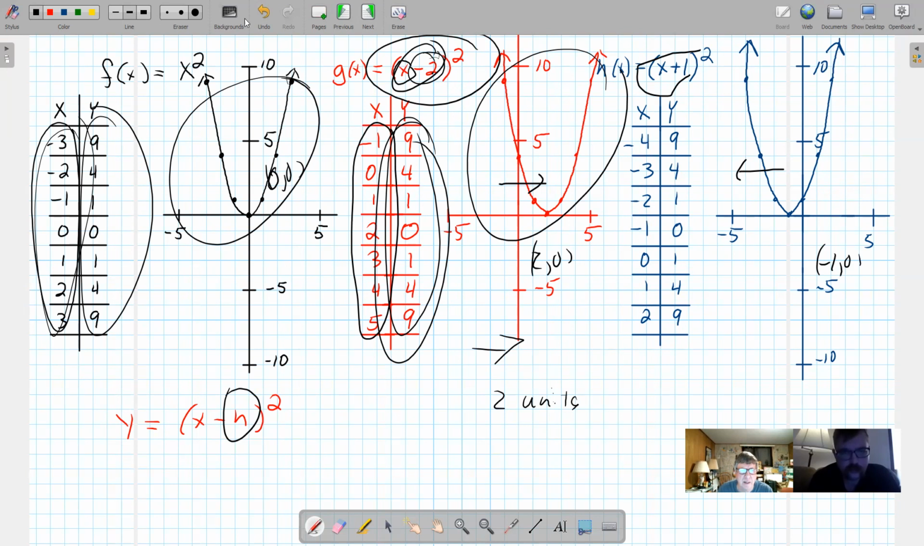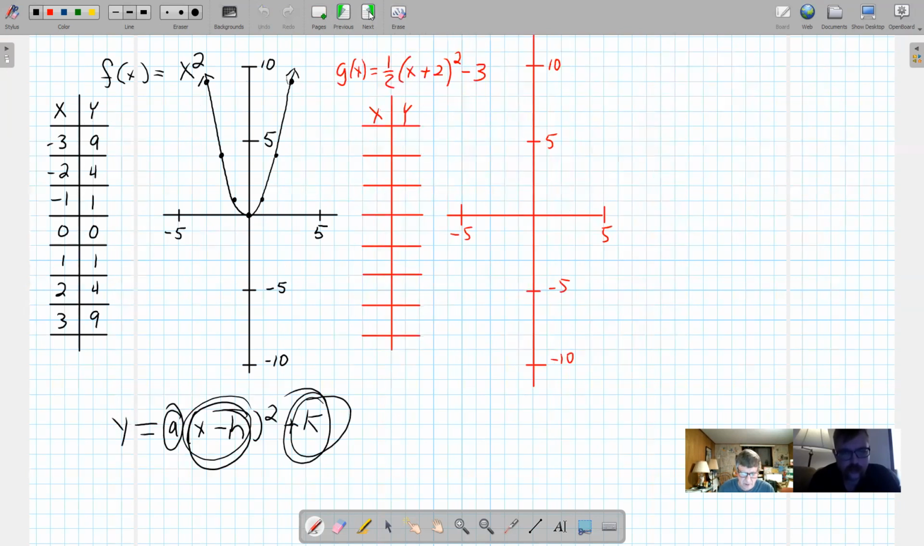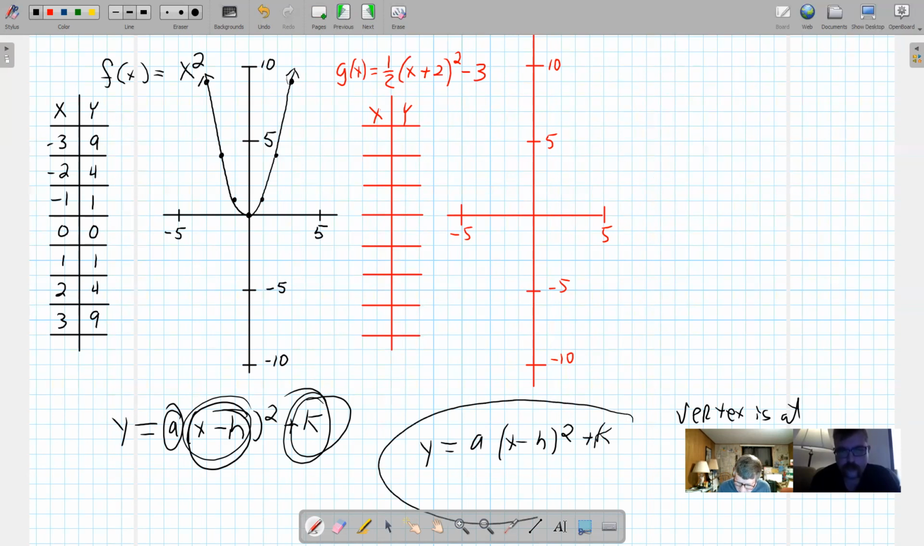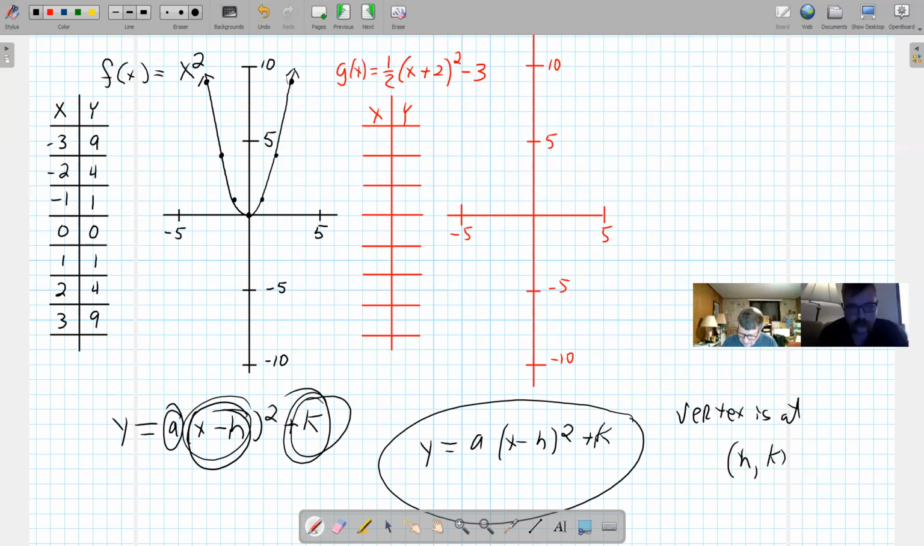Okay, so what does all that lead us to? Well, here's the deal. Let's go back and just look at y equals a times x minus h squared plus k. The vertex is at h, k. So if you have a parabola in this form, the vertex is at h, k. The axis of symmetry is at x equals h. Remember that the axis of symmetry always goes right through the vertex.